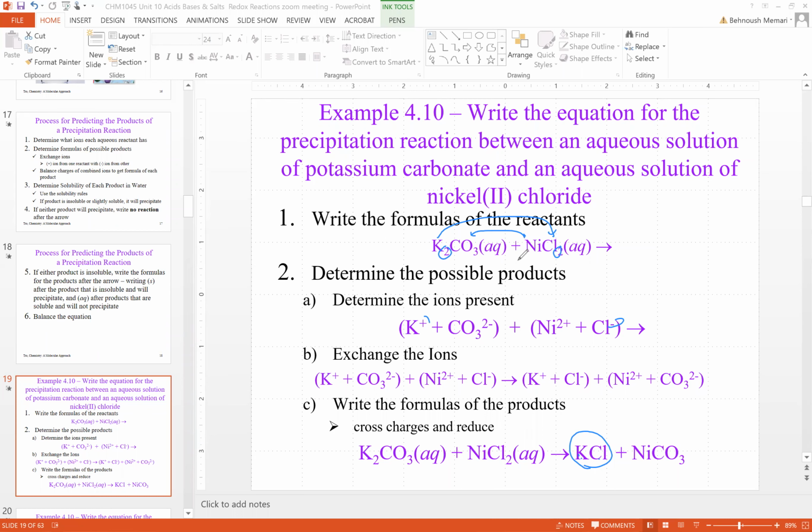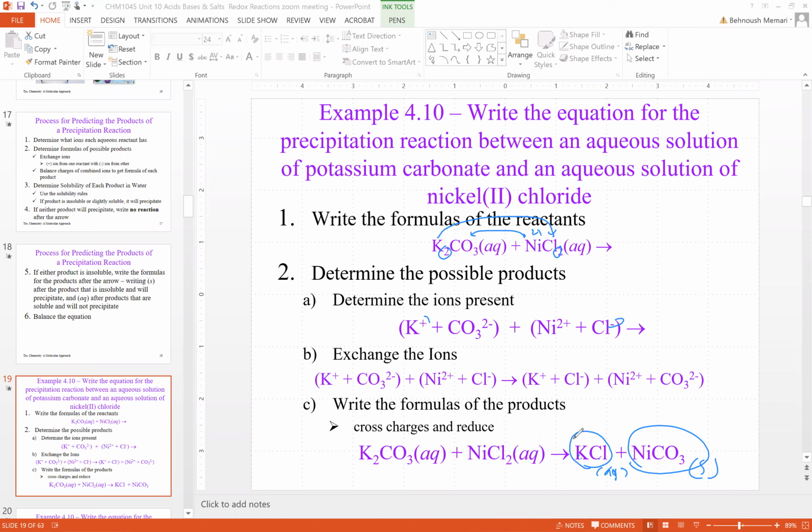And then nickel is a 2+ and carbonate is 2-, so it's going to be NiCO3. Now, potassium chloride is soluble, so it is AQ, and based on the solubility table, NiCO3 is insoluble, so it's going to be S. So we know there is a reaction, and NiCO3 is the precipitate.